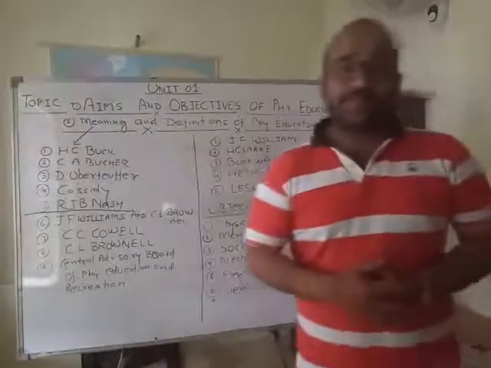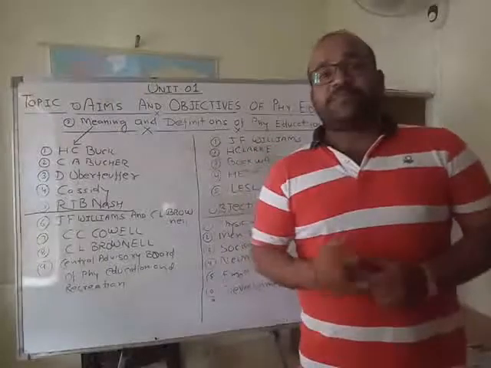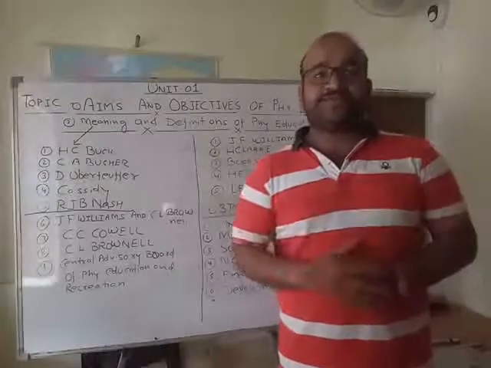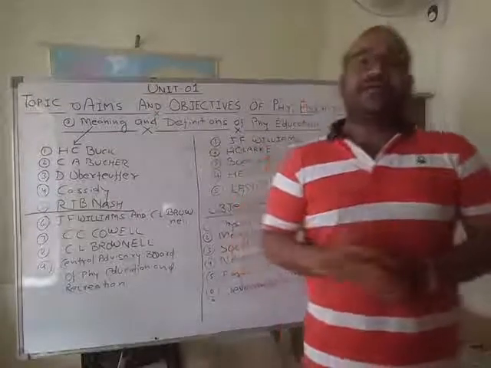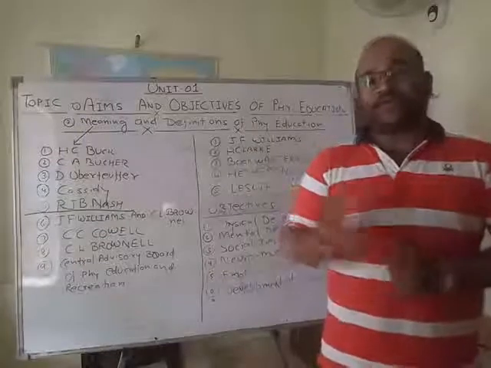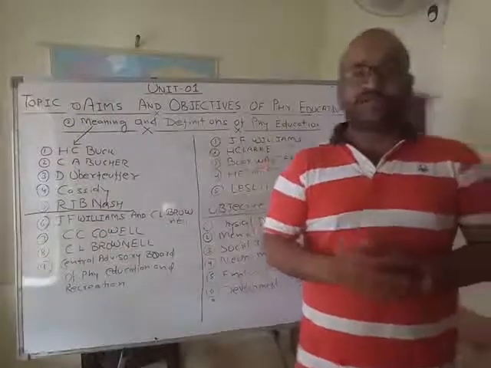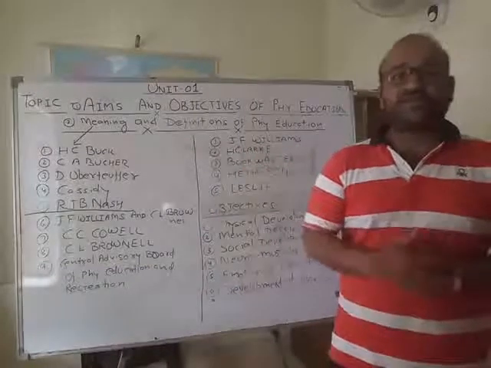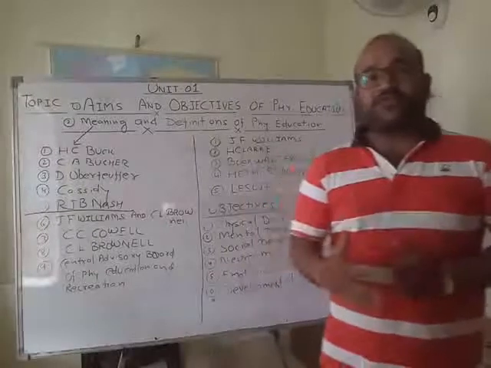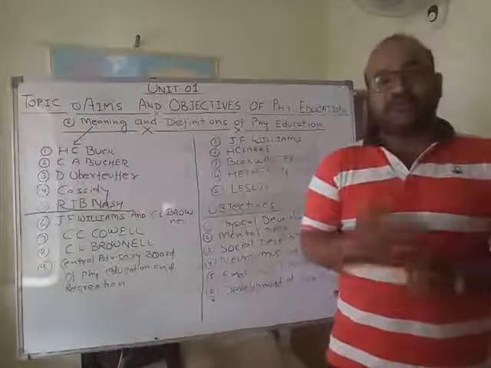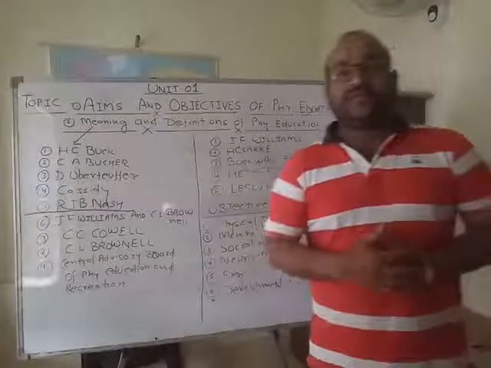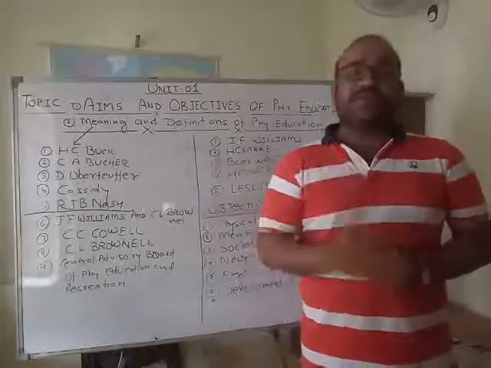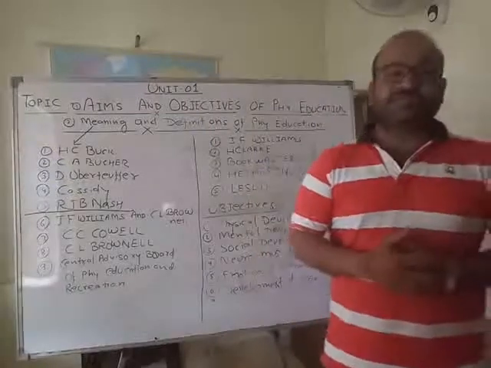Number one, physical development. The foremost objective of physical education is physical development. In fact, it leads to the development of our organ systems, such as the circulatory system, respiratory system, nervous system, muscular system, and digestive system. Physical education is related to physical activities, and when we perform these activities, there are various effects on our organ systems.